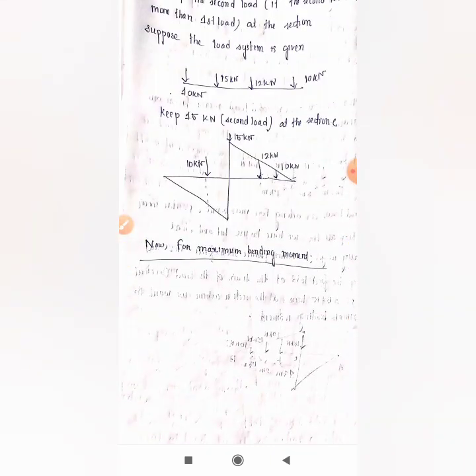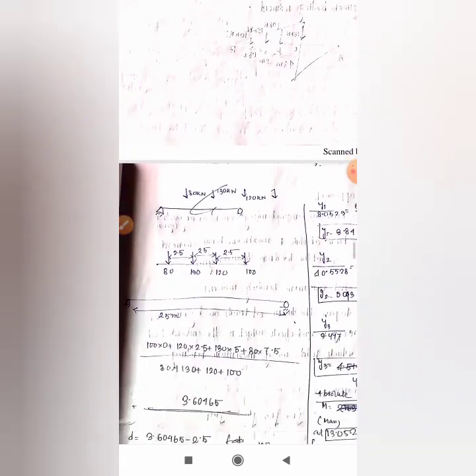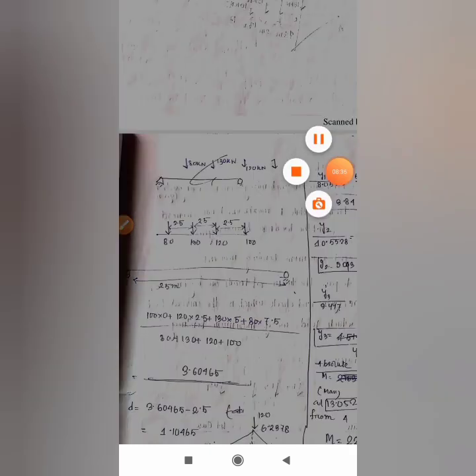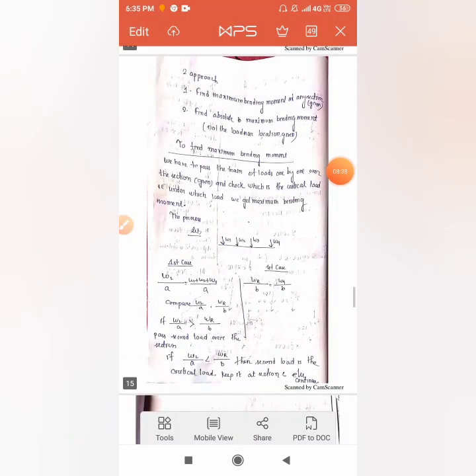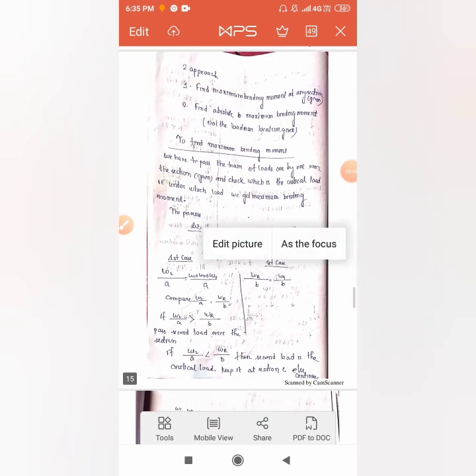Okay, so I think you guys have understood the concept of shear force properly. Now it's time for bending moment. Okay, now just see what I have written for the approach. One, find maximum bending moment at a given section, and second, find absolute maximum bending moment, not at a given section, load or location.